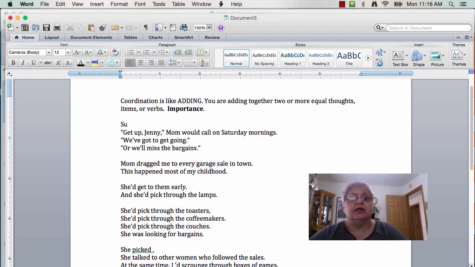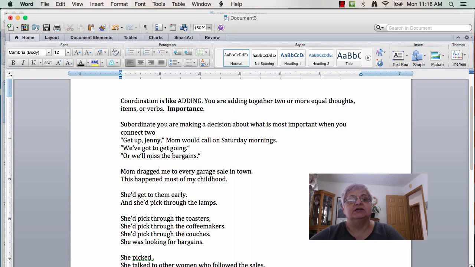When you subordinate, you are making a decision about what is most important when you connect two ideas. You want to connect the two ideas because they are related. So you have two related ideas. Which is more important? That's the question you ask.